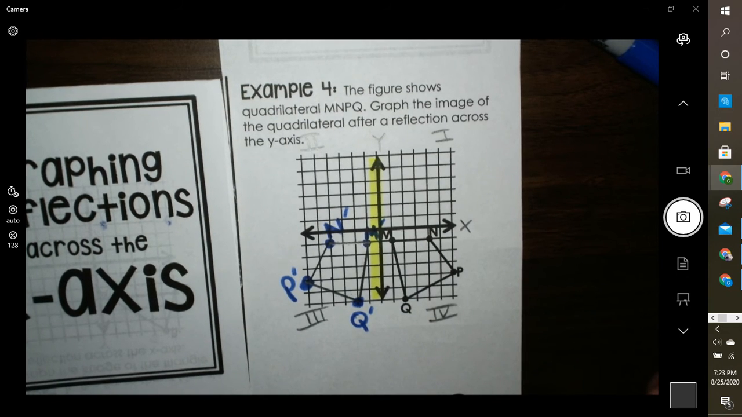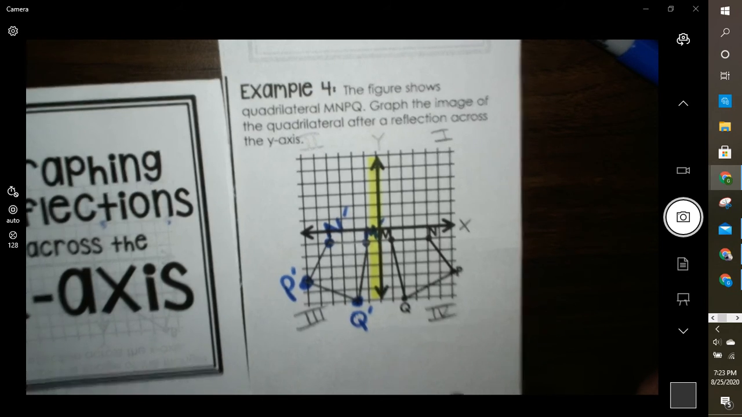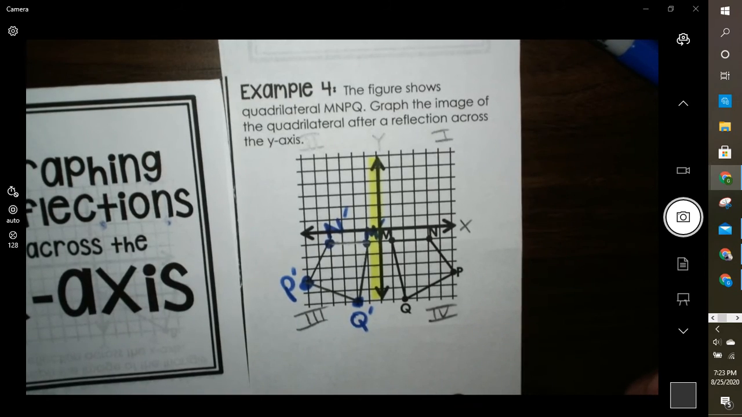It may be a little tedious at times, but spend the extra 15, 20 seconds. You're guaranteed to have a correct answer.